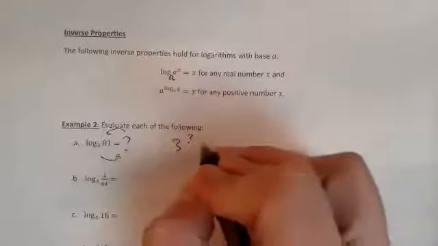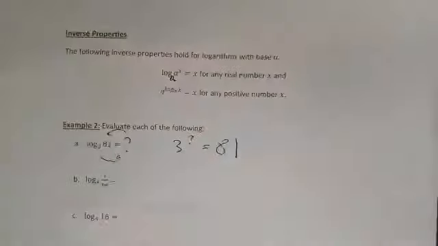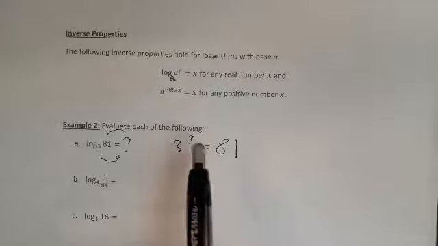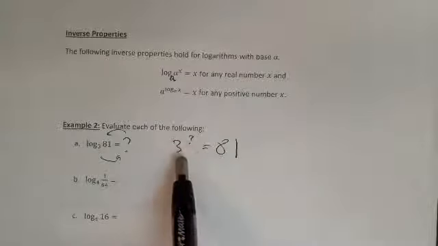3 to the what power is going to be equal to 81? Three to the third. Third is 27, I believe, right? Oh yeah, not a third. I meant 3 to the 3 power. Oh no, that's 27. Yeah, you're right.